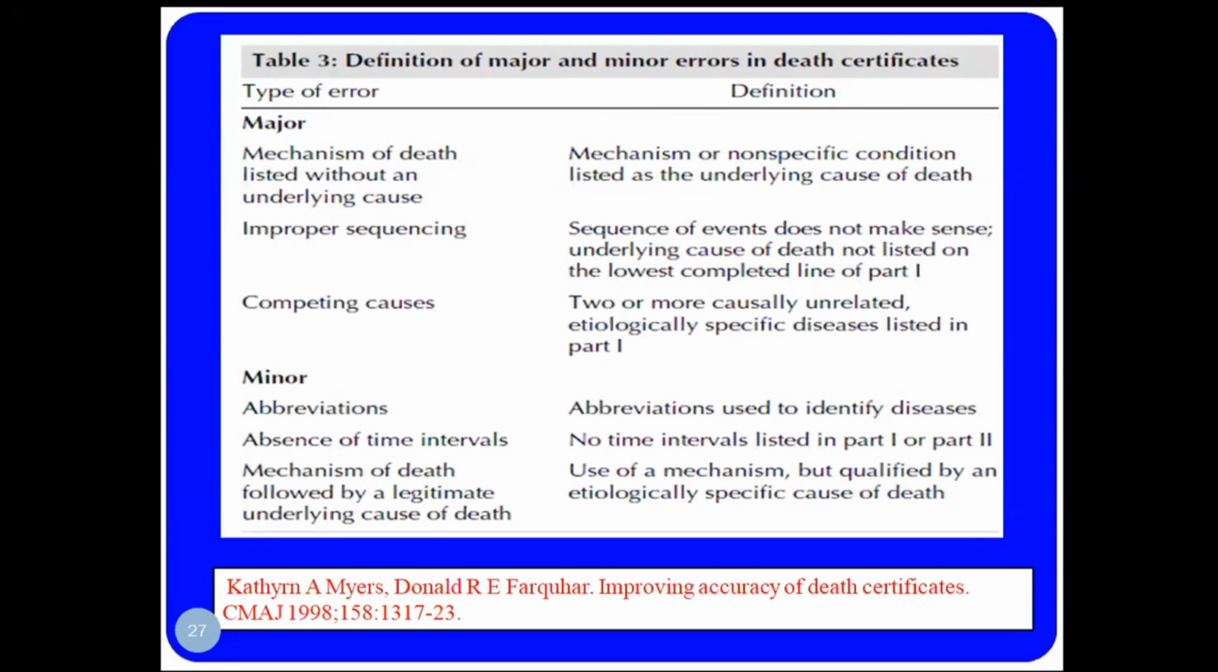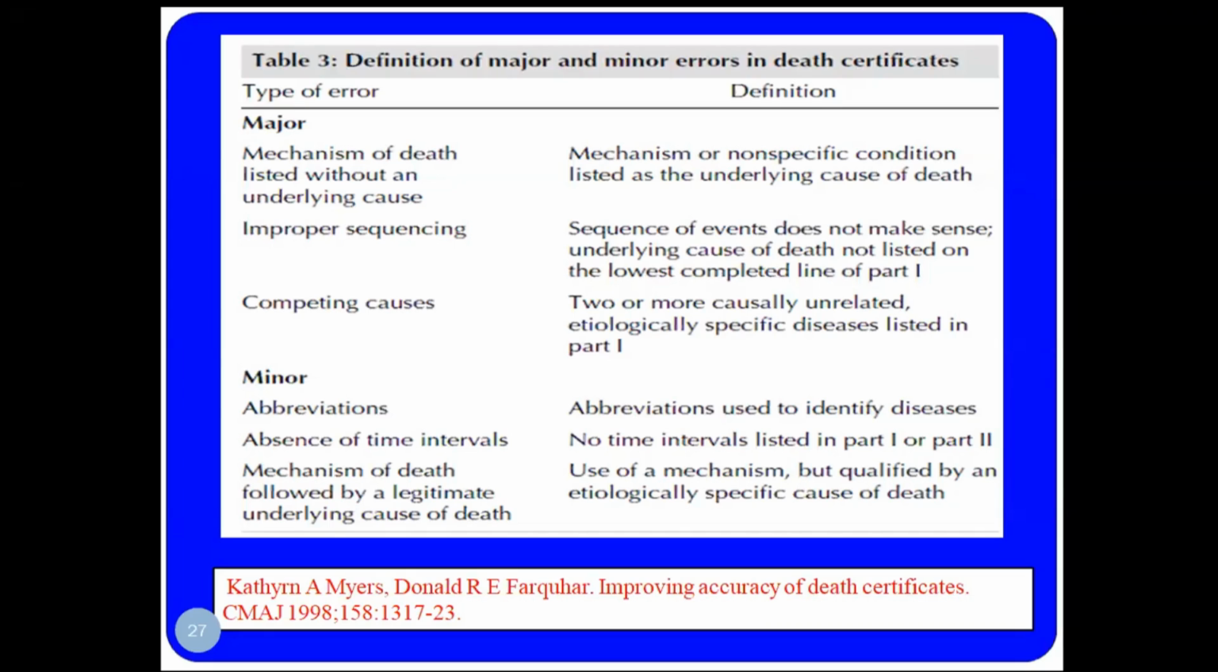Competing causes. Say the patient was admitted with COPD and diabetes, and we don't know which is contributing to the death. And if we write both COPD and diabetes, then we don't know which progressed and which ultimately led to the death of the patient. So if you feel that it was only COPD, write COPD. Two competing causes should not be written in the underlying cause of death.